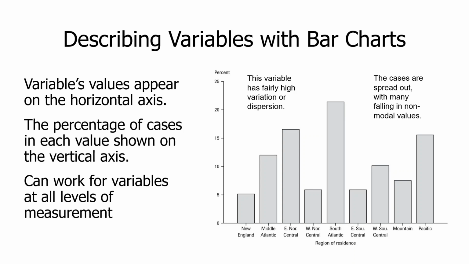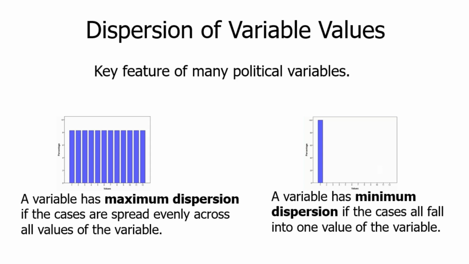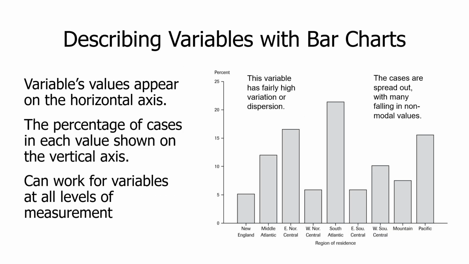I mean, if you go back and think about that scenario of maximum dispersion, and then think about that scenario of no dispersion, minimum dispersion, one would have to say that this particular graphic, if you have to judge it, you would put it closer to that maximum dispersion. There are just a lot of cases that are not in the modal category, which is South Atlantic. This is the mode, since it's the most common value, but there are just a lot of cases in these other values of the variable. So I wouldn't say that the typical respondent lives in the South Atlantic region. I would say the most interesting property of this variable is how spread out the values are.